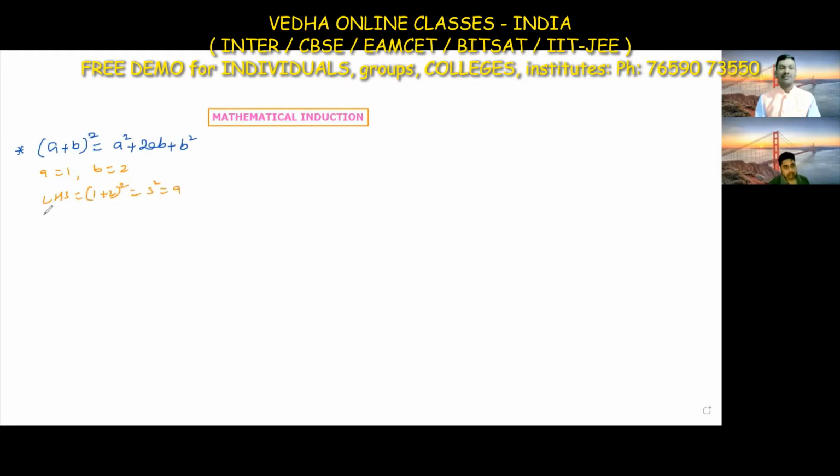Now I am taking the RHS: 1 square plus 2 into a, which is 1, and b, which is 2, plus b square, which is 2 square. 1 square is 1, 2 ones are 2, 2 twos are 4, and 2 square is 4. 4 plus 4 is 8, plus 1 is 9. Are we getting the equal? Yes, LHS equals RHS. This is one type of verification.